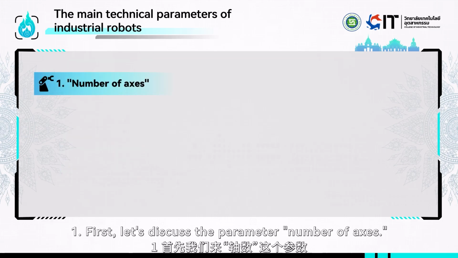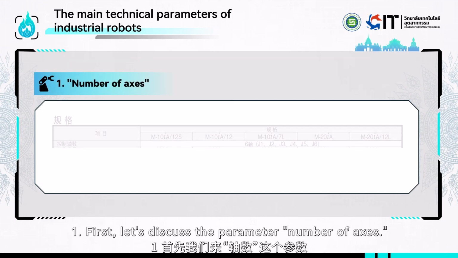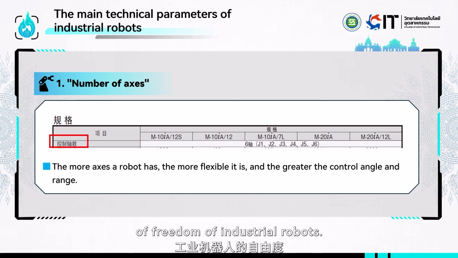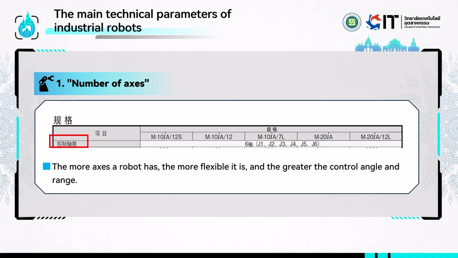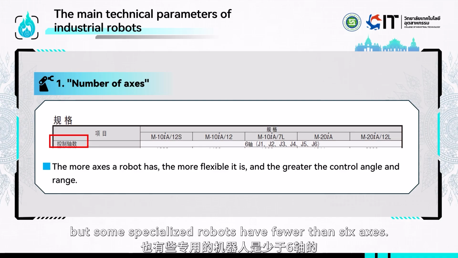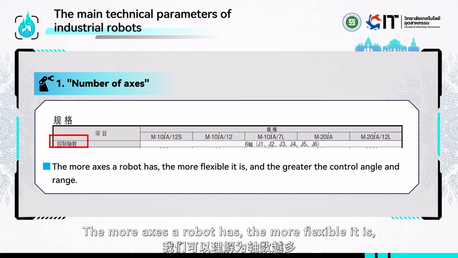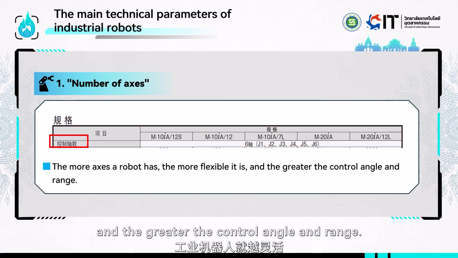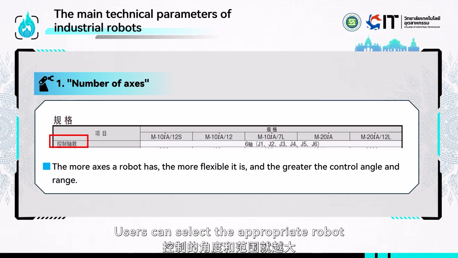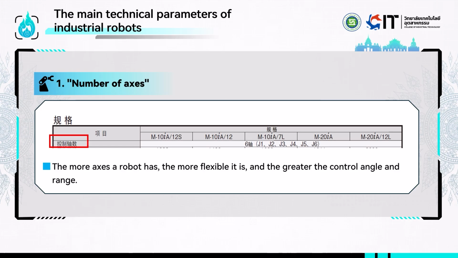1. First, let's discuss the parameter number of axes. The number of axes also represents the degrees of freedom of industrial robots. Modern mainstream industrial robots are 6-axis robots, but some specialized robots have fewer than 6 axes. The more axes a robot has, the more flexible it is, and the greater the control angle and range. Users can select the appropriate robot based on their needs.